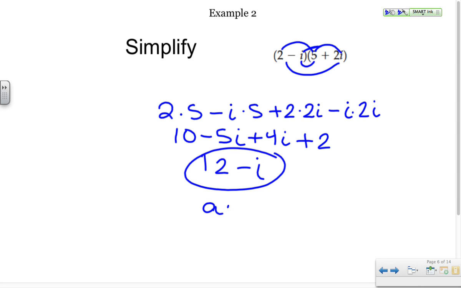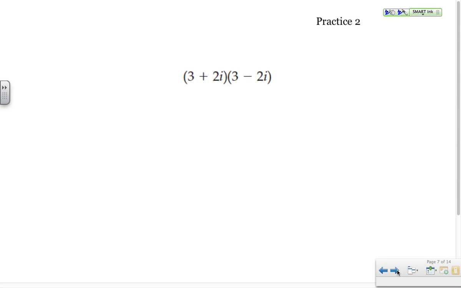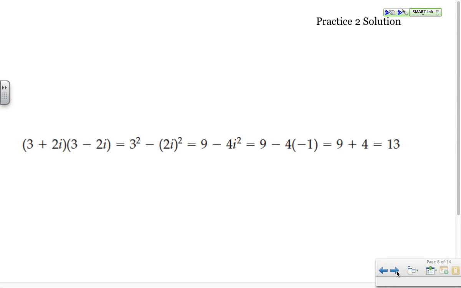This is that a plus bi. All real numbers or all imaginary numbers can be written in this form. Sometimes a is 0. But here the a is 12, the b is negative 1. Okay, practice problem. There's your solution.